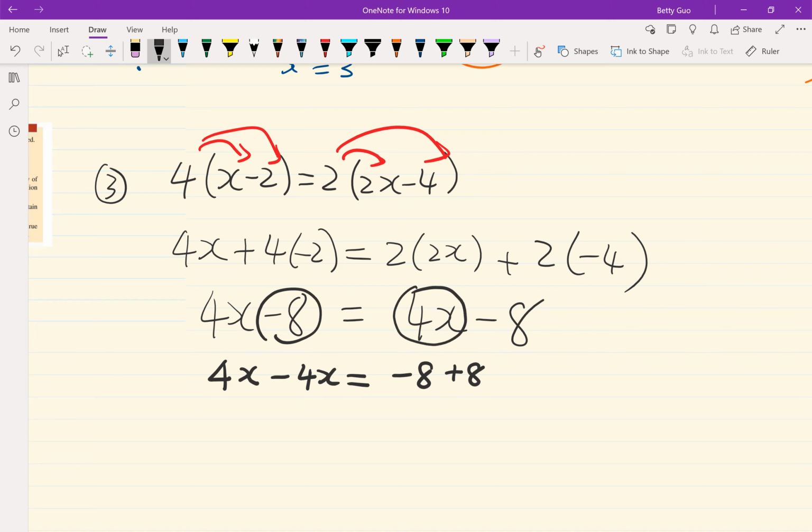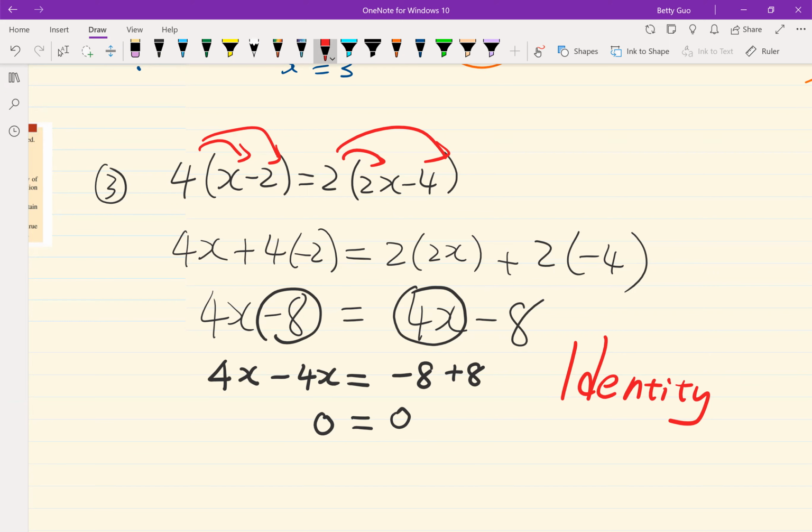So we move the 4x here over to the left, negative 8 over to the right. Remember, when we apply transposition of terms, we move it and change the sign at the same time, right? So on the left, 4x minus 4x, we have a 0. On the right, negative 8 plus 8, we have 0 as well. And what is 0 equals 0? This equation is special. When we try to solve the equation for variable x, we got an identity.